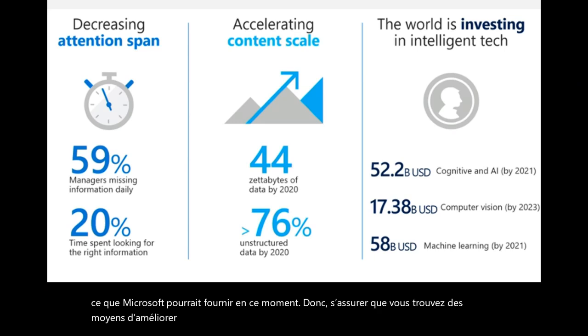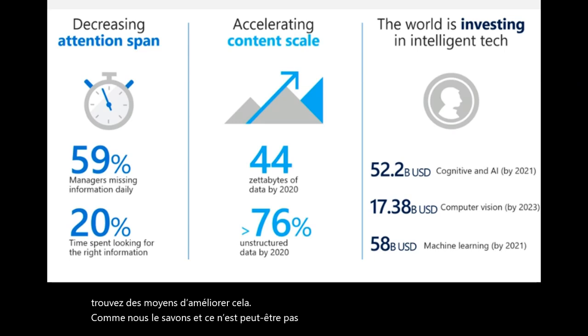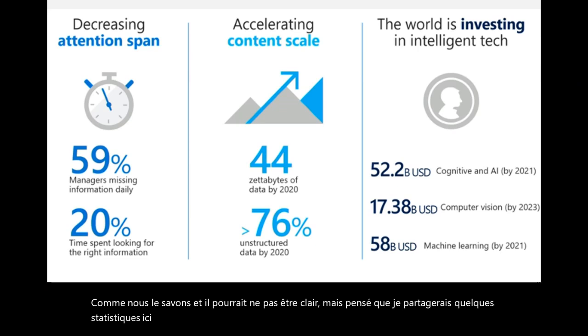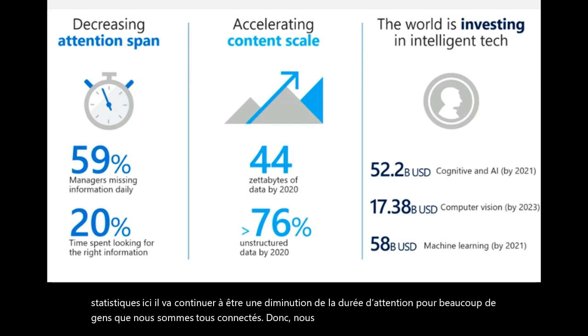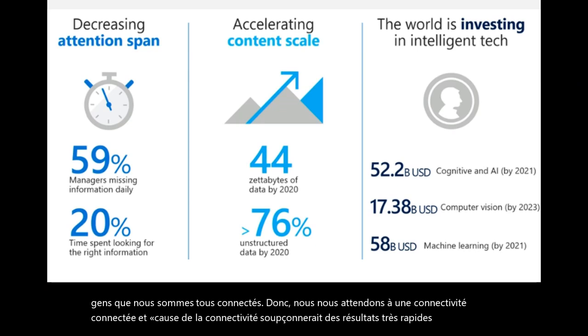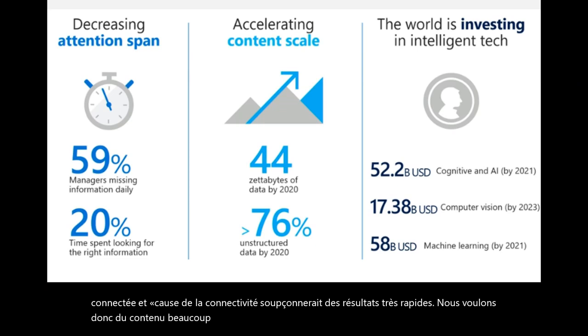As we know, and it might not be clear, but I thought I'd share some stats here. There will continue to be a decrease in attention span for a lot of folks. We are all connected, so we expect connectivity, and because of that connectivity, we expect very quick results. So we want content much sooner, and we want to spend much less time than we did in the past finding content. And then, of course, content scale is increasing.